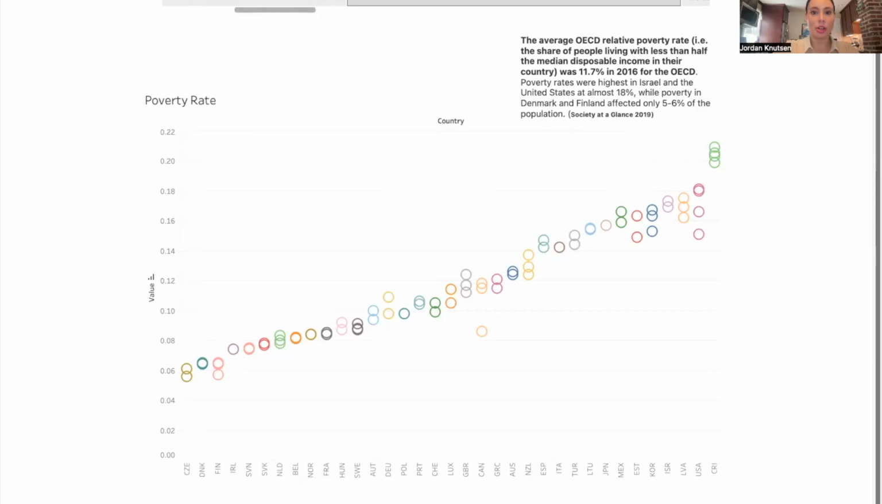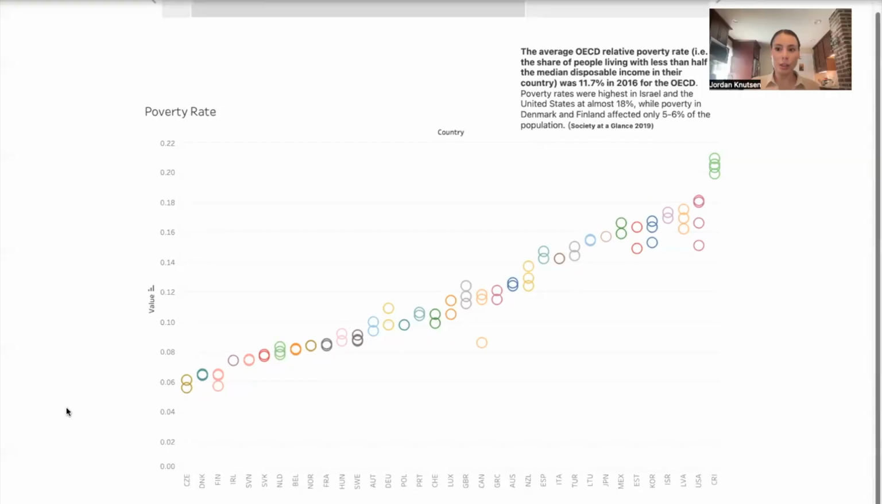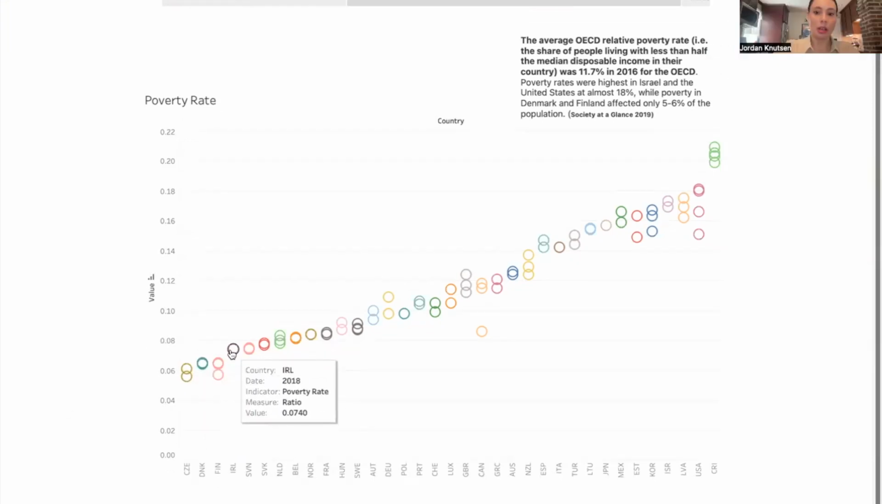Poverty rates vary by gender, with women typically being harder hit than men, and by age, with the youth and elderly facing higher rates. Looking at the graph, we can see some of the countries with the lower poverty rates: the Czech Republic, Denmark, Finland, and Ireland. And then moving up to the higher rates, Israel, Latvia, the United States with the second highest rate in the entire OECD, and then Costa Rica with the highest rates. I think it's fair to point out that Costa Rica was the last country to join the OECD in 2021.